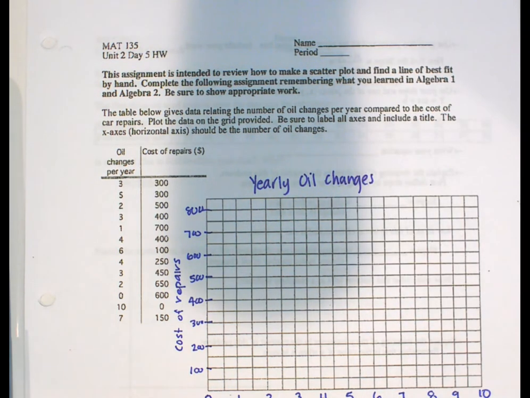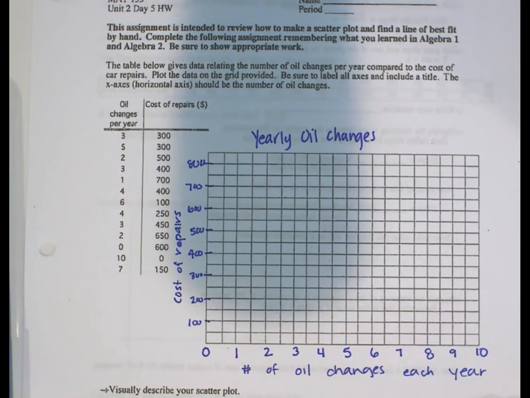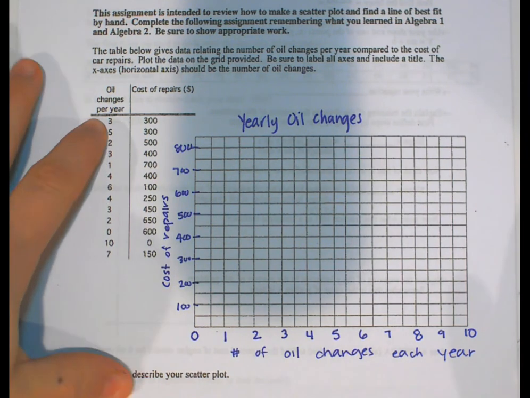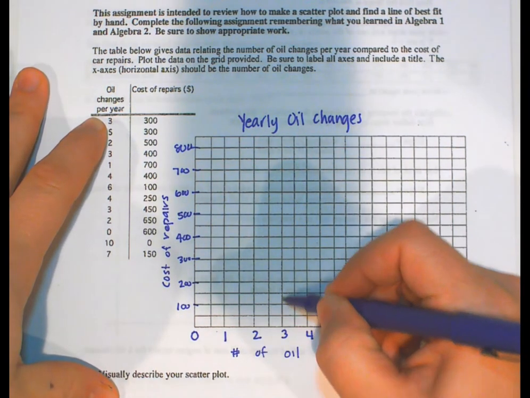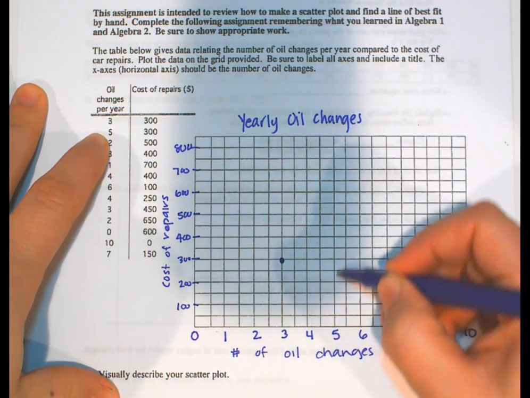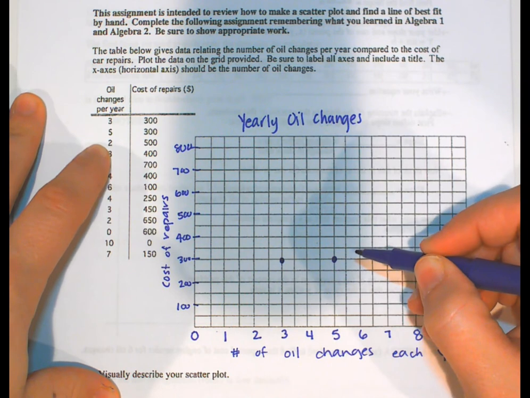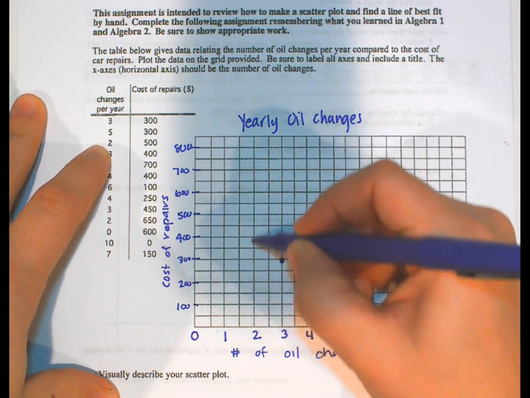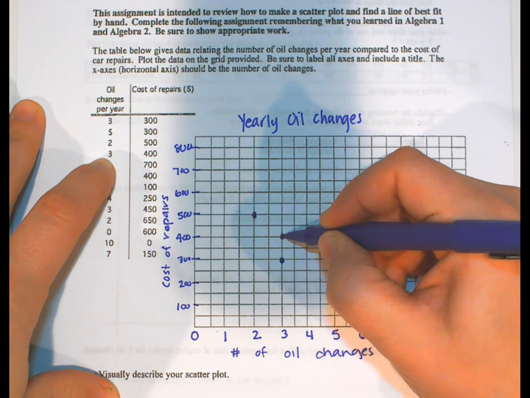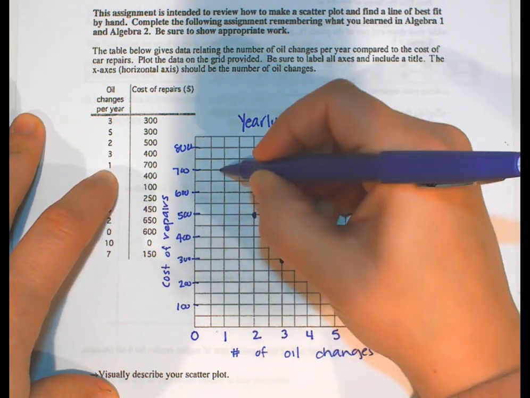All right, so we've labeled our X and our Y axis. We have a title on our graph. And so now we're just going to plot each of these points that we see. So the first one is 300. So we'd go to 3, 300. Then 5, 300. Then 2, 500. 3, 400. 1, 700.